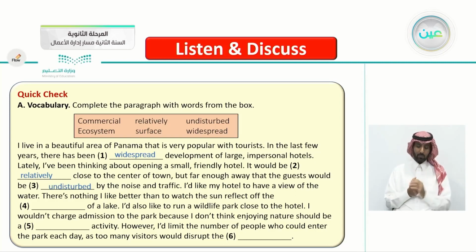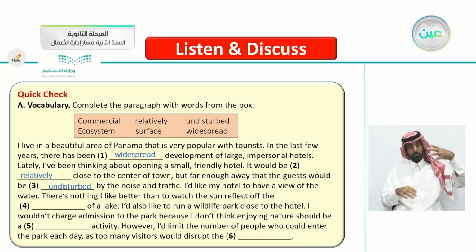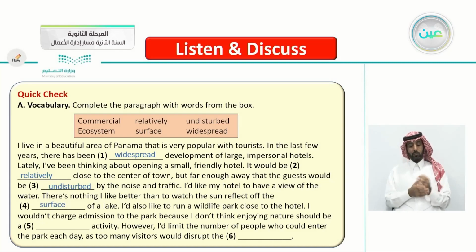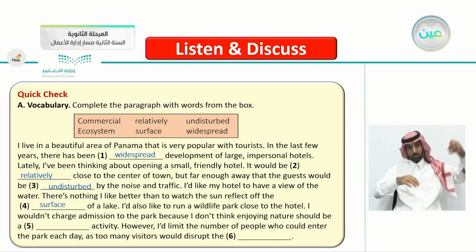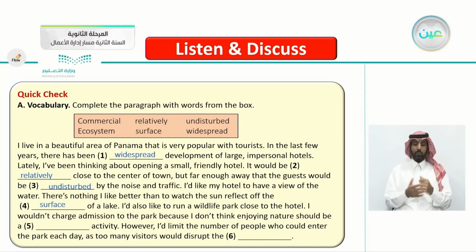I'd like my hotel to have a view of the water. There's nothing I like better than to watch the sun reflect off the surface of the lake. I'd also like to run a wildlife park close to the hotel. I wouldn't charge admission to the park because I don't think enjoying nature should be a commercial activity, something to pay for.